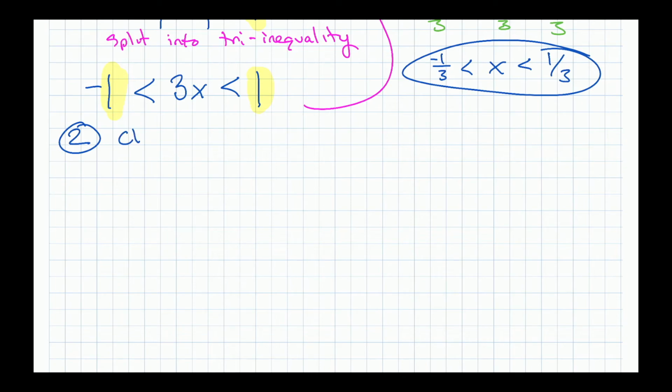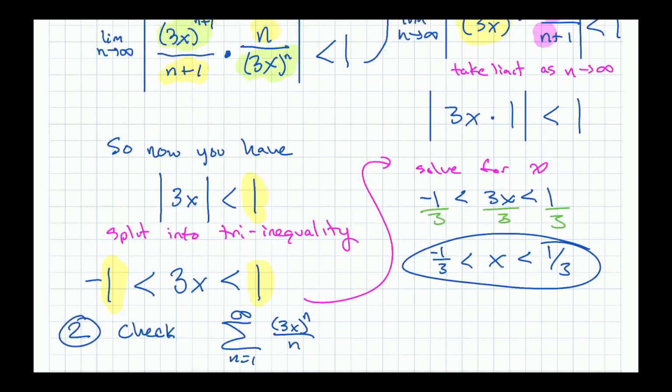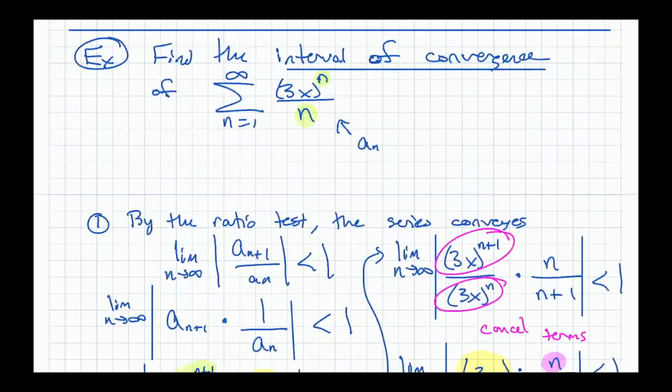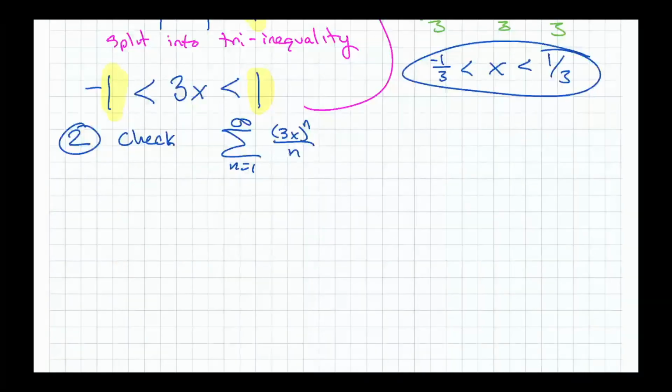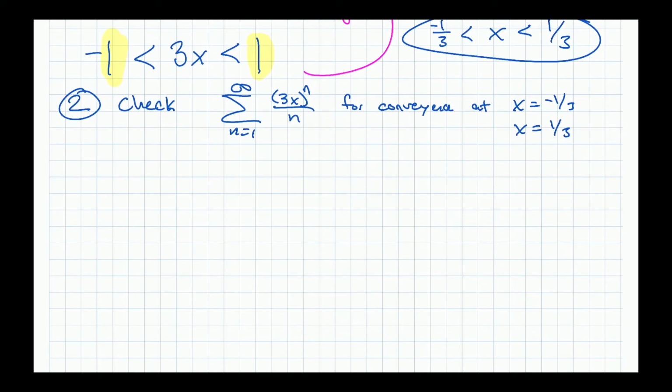So we have to check, what's the series? I'm going to write it. The sum from n equals 1 to infinity, it was (3x) to the n over n. Was that it? Probably. Yeah, (3x) to the n over n. So we need to check that for convergence at the two values: x equals negative 1/3, x equals positive 1/3. And we do that exactly the way that we did it for the other problem.